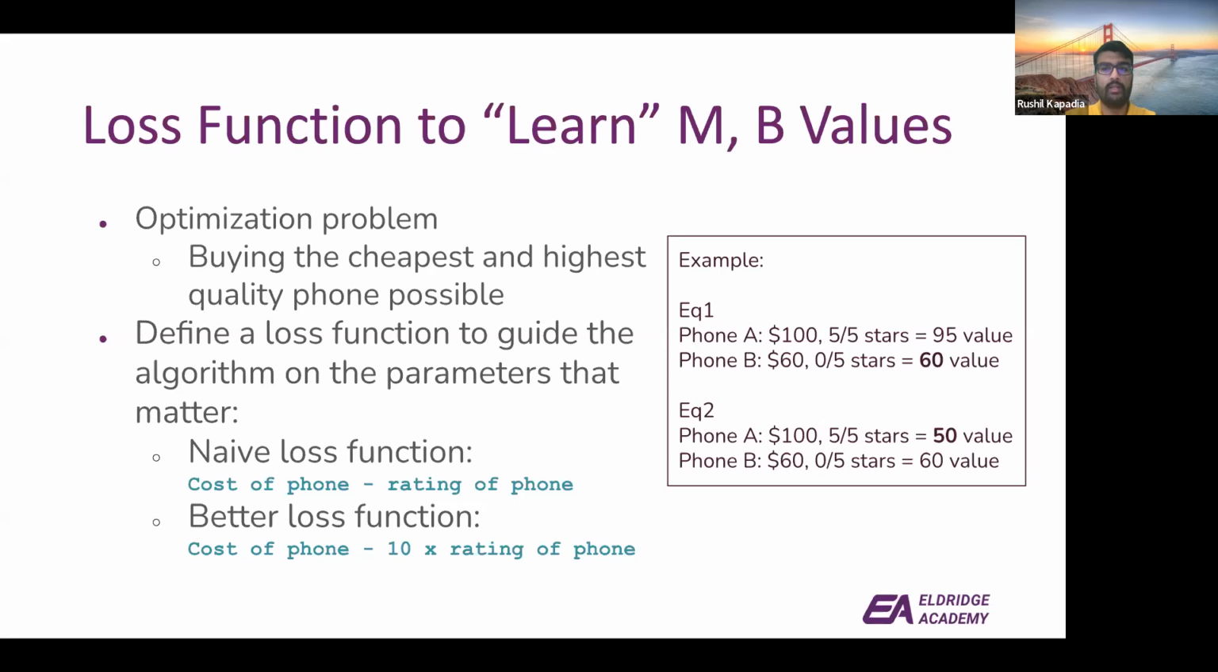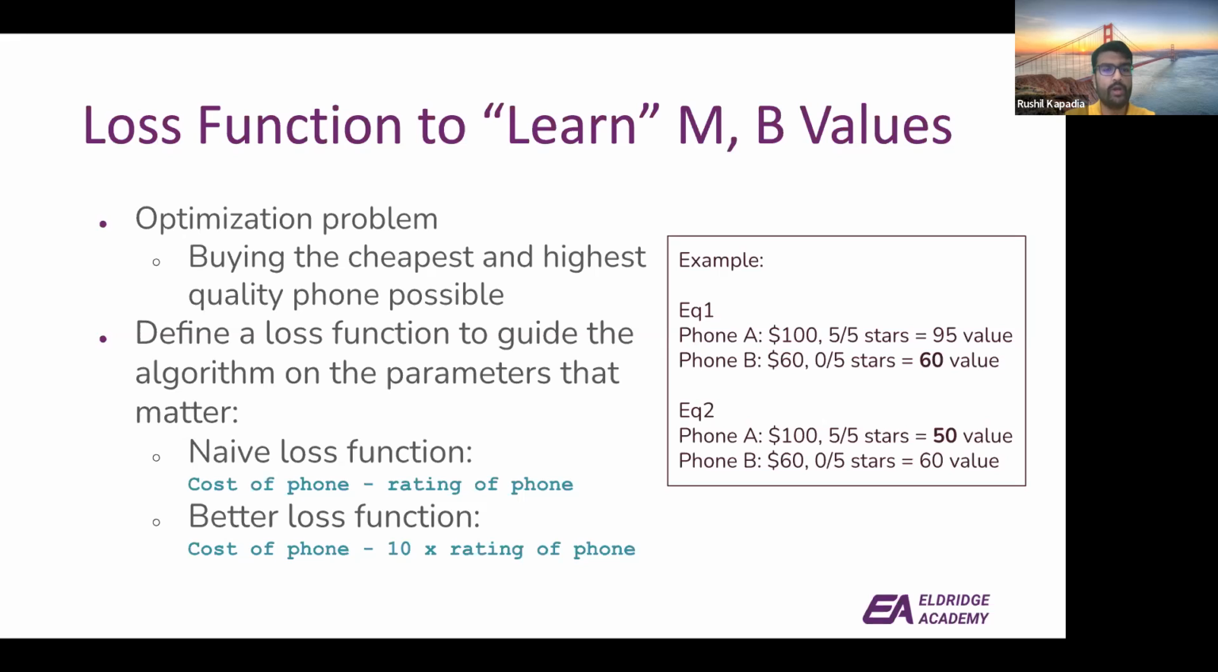Now, the problem here is actually that our value is defined by the lower the value, the better the phone. It's a loss function, and we want to get minimal loss. So the lower the value, the better it is for us. And the problem here with our naive function is that phone B was valued better than phone A. And we consider this a problem because we don't want a phone that's 0 out of 5 stars. Even if it's $40 cheaper, it's probably not worth it for us.